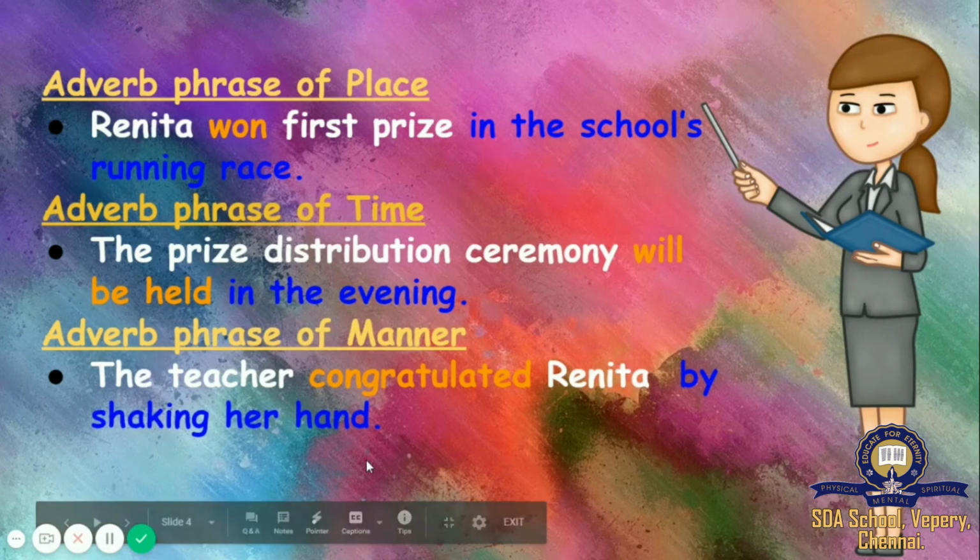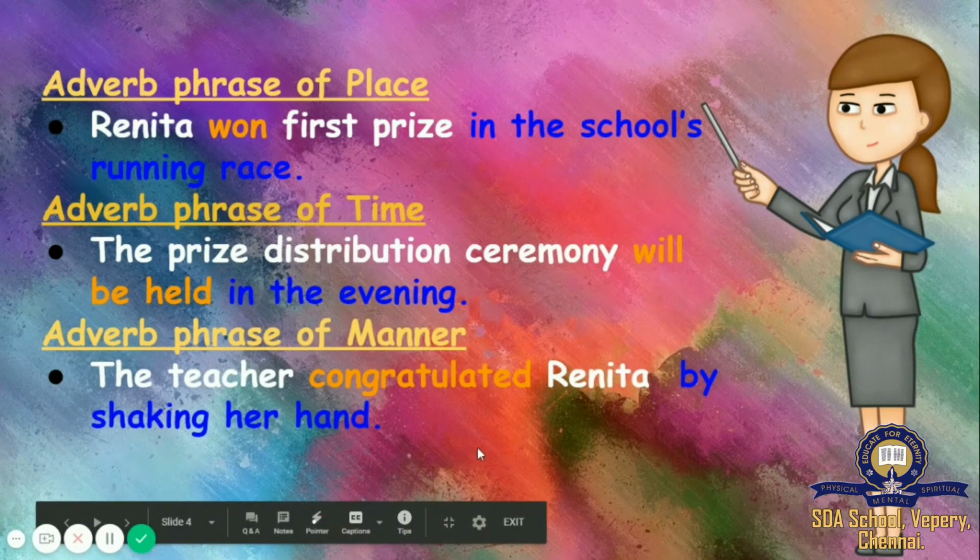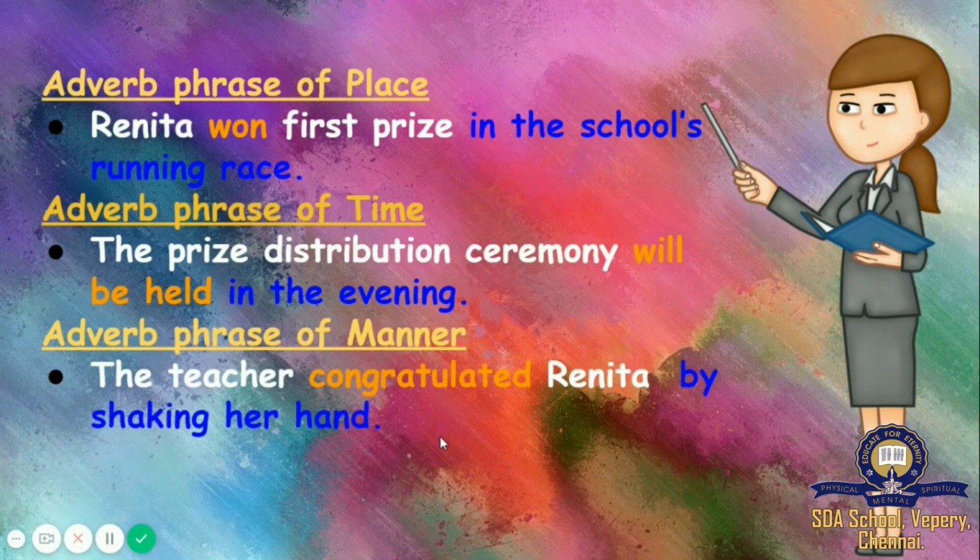When an adverb phrase gives us information about the manner in which the action happens, it is an adverb phrase of manner. An adverb phrase of manner answers the question how.